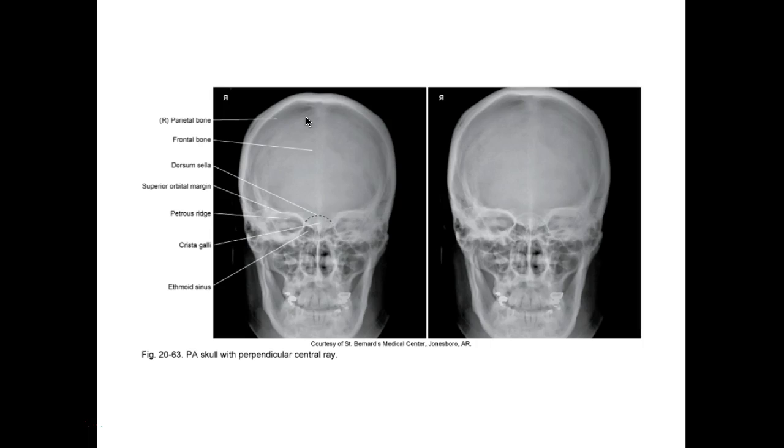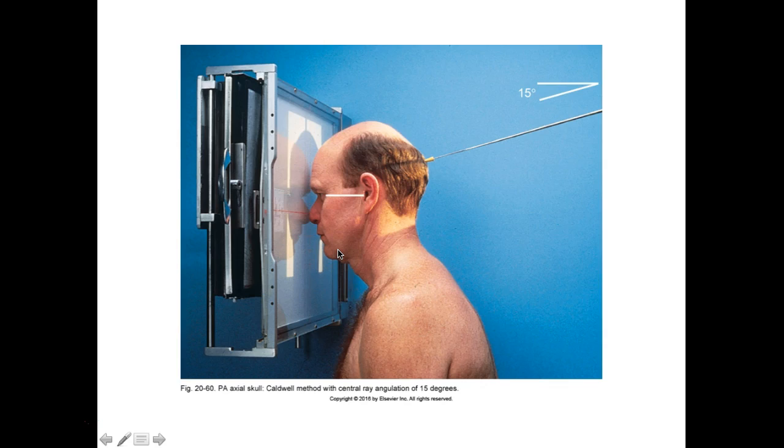All right. So when we're looking here, we have parietal bone on both sides. We have your frontal bone. You have your dorsum sella with your superior orbital margin here with your petrous ridges coming through here. So the petrous ridges fill the entire orbit. So we have the ethmoid sinuses, the crista galli sticking up right there. All right, so that's what we're looking for with 0 degrees.